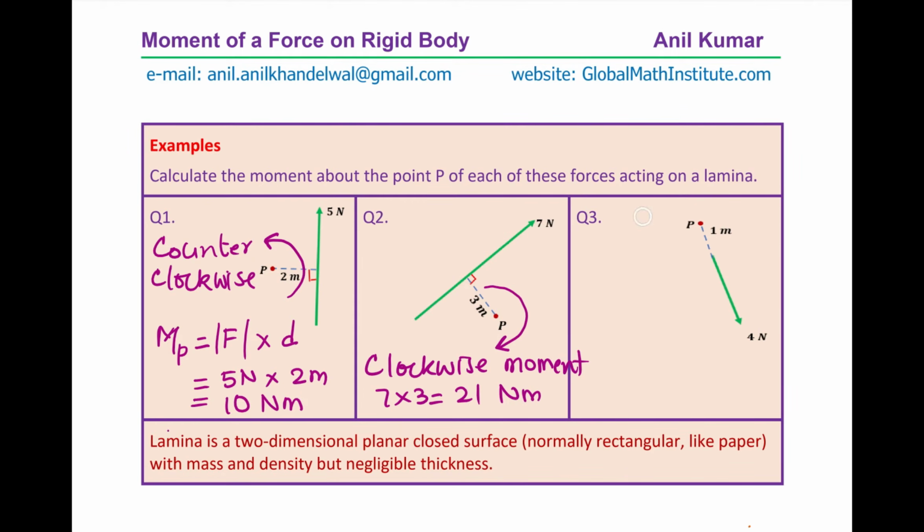Now, question number 3: we are given a point and a force of 4 newtons. The point is 1 meter from the given force, right? But it's very important to note that this force is going through the point, and the shortest distance is 0, right? So distance d equals 0. And therefore, in this case, the moment about P is 0. You see that? So if the force goes through the point, in that case, the moment will be 0. Very important concept to remember.